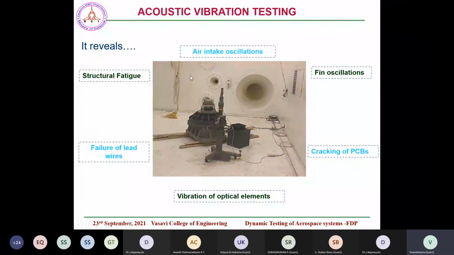We have seen a number of failures during lift off due to the very high propulsion exhaust gases, and then high aerodynamic oscillations. Sound induced vibrations come, and they have an effect on systems like air intake oscillation systems, and surfaces we call fin systems. They oscillate them. If they are getting oscillated, we have a control loss, and some cracking of PCBs and wire issues, and any optical elements which are very sensitive to vibration also have some damage. So the systems have to be tested for acoustic.